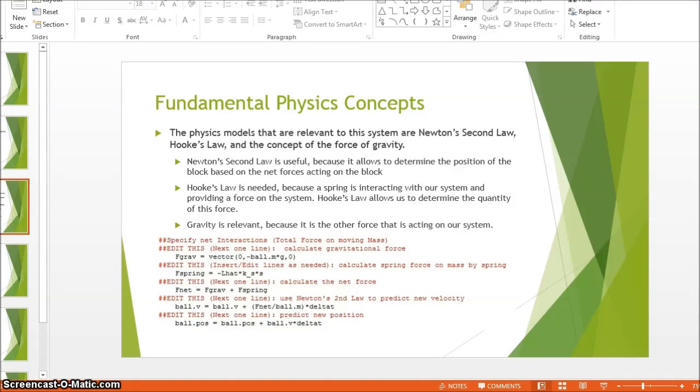Newton's second law is useful because it allows us to determine the position of the block based on the net forces acting on the block. Hooke's law is needed because our spring is interacting with our system and providing a force on the system. Hooke's law allows us to determine the quantity of this force. Gravity is relevant because it is the other force acting on our system. And we can see all these different forces modeled here in our coding.